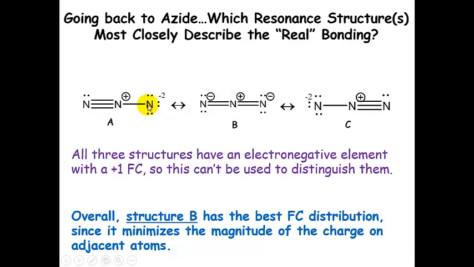So, like I say, all 3 have that central nitrogen atom with +1 formal charge, so we can leave that out of the picture. So we're going to just pick the structure that has minimized the magnitude of the formal charges. And having a negative charge on electronegative nitrogen is not unfavorable. Okay, so overall, structure B contributes the most to the real bonding picture.